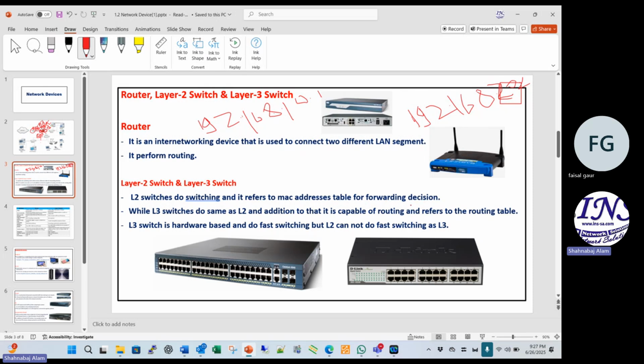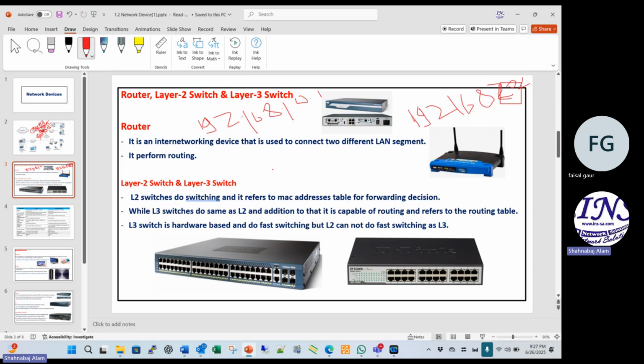Layer 2 switches do switching, and they refer to the MAC address table for the forwarding decision. It means that if you connect to the layer 2 switch, packet data will be forwarded based on the MAC table, and the decision is taken through the MAC address, from source to destination.